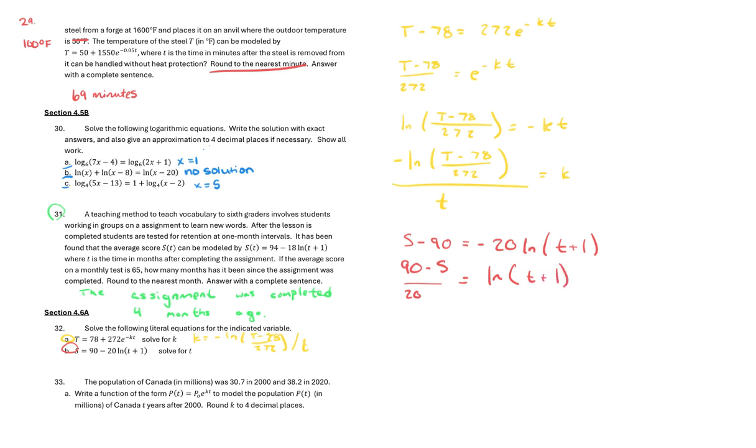So next, we need to take everything to the e power. So e to the (90 minus s) over 20 equals t plus 1. So now we just subtract 1, and we get our answer that t equals e to the (90 minus s) over 20, minus 1. And that's going to be our answer.